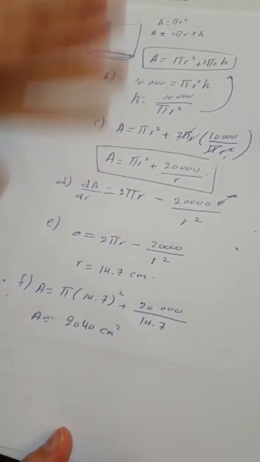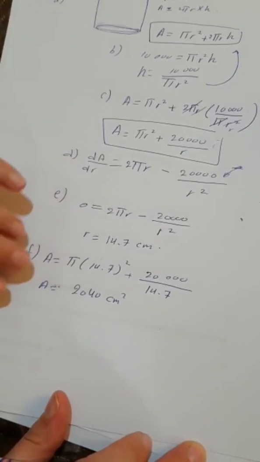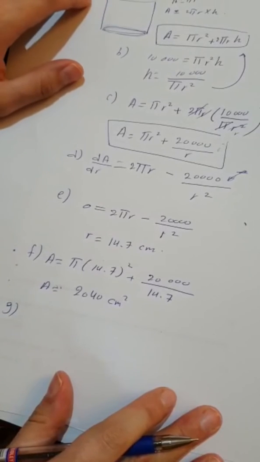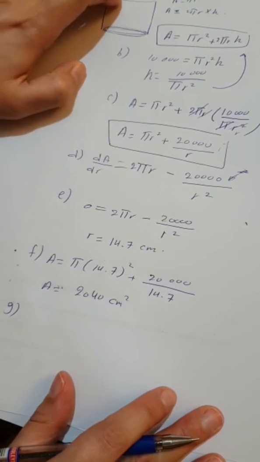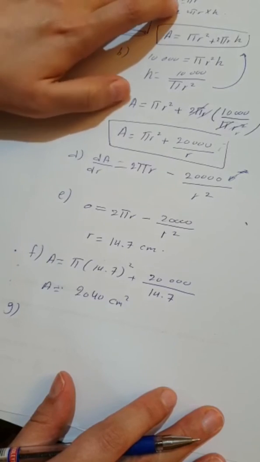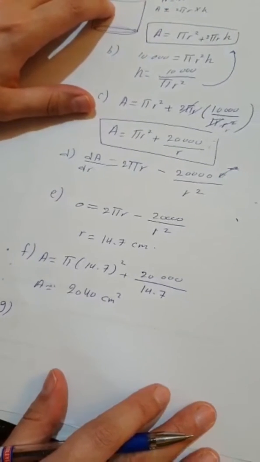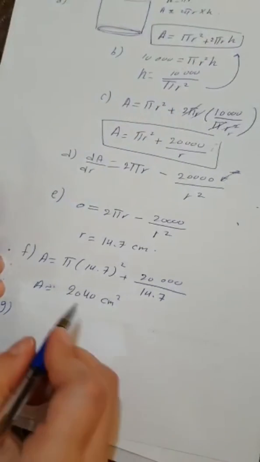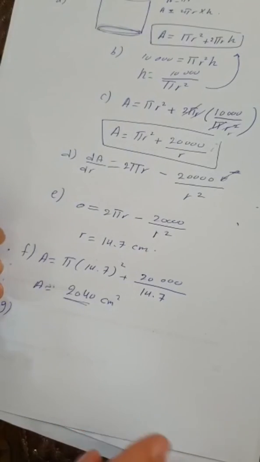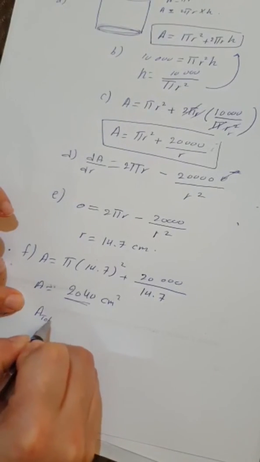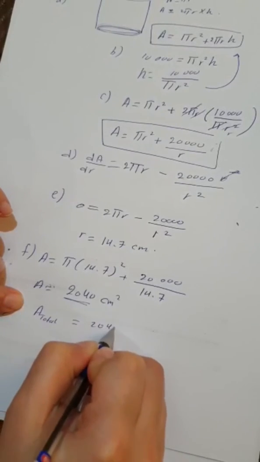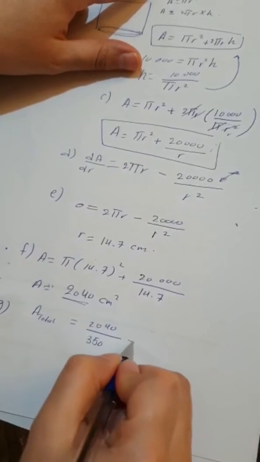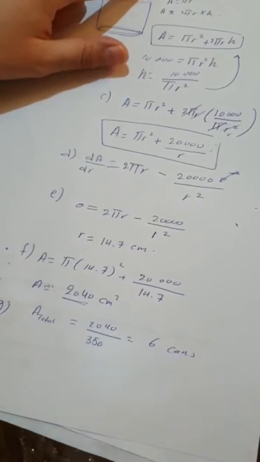Okay. Now going for the last part of my question, part G: find the least number of cans of protective resin, where one can coats a surface area of 350 centimeters squared. Find the least number of cans of protective resin that will coat the area in part F. If we have the total area 2040, I'm going to say the total area, or the big area, which is 2040, divided by the area of the small cans, which is 350 centimeters squared. I'm going to get it equal to 6 cans. So it will fit in 6 cans.